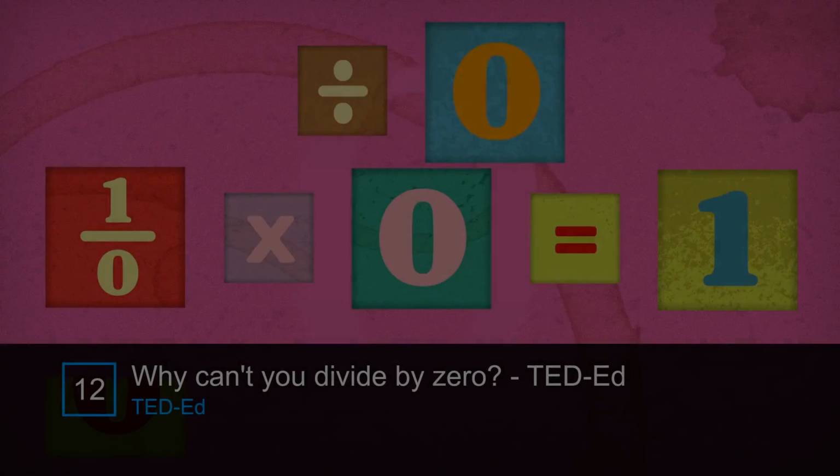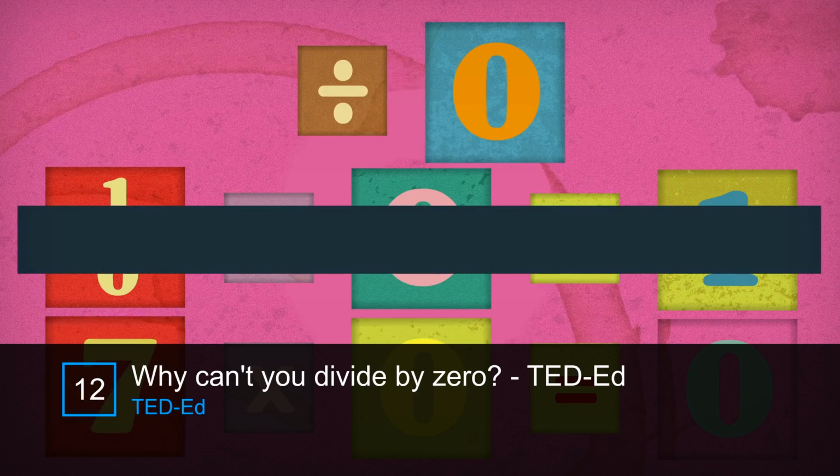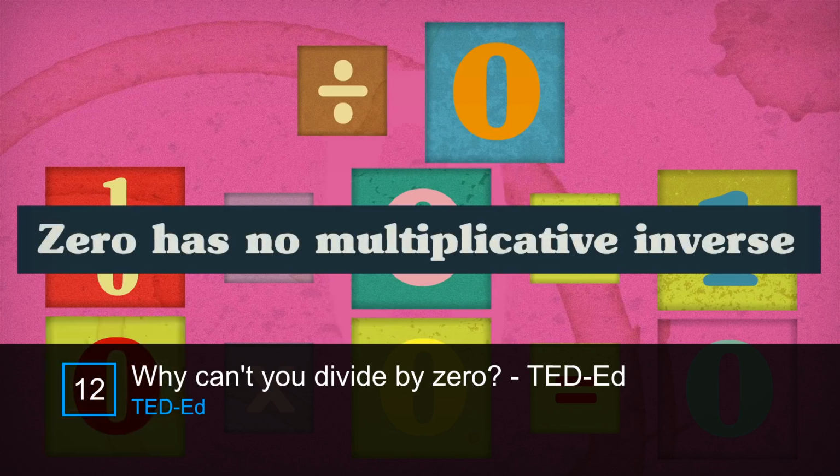But because anything multiplied by 0 is still 0, such a number is impossible. So 0 has no multiplicative inverse.